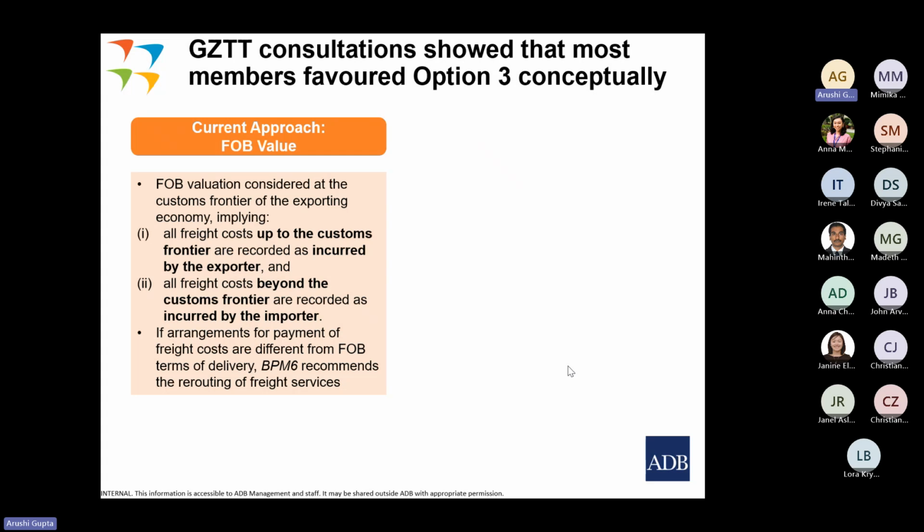The written consultation with the GZTT, or the Globalization Task Team, has shown that most members favored option 3 at a conceptual level. In the current guidance, FOB valuation is considered at the customs frontier of the exporting economy. Therefore, all freight costs up to the customs frontier are recorded as incurred by the exporter, and all freight costs beyond the customs frontier are recorded as incurred by the importer. When arrangements for payments of freight costs are actually different from the FOB terms of delivery, BPM 6 recommends the rerouting of freight services, which implies creating a separate entry for transport services, which may also imply that transactions that are actually between two residents are treated as between residents and non-residents, or vice versa.